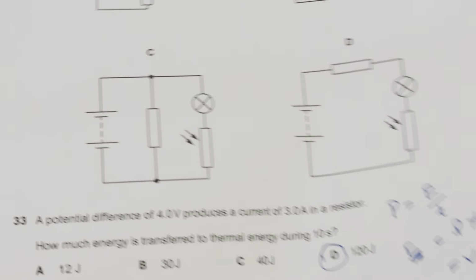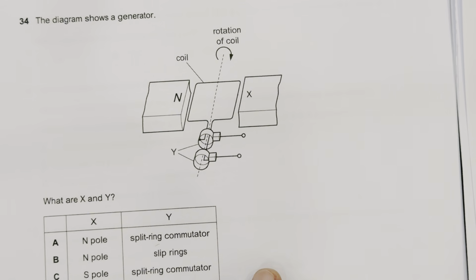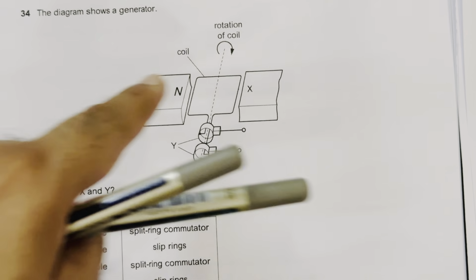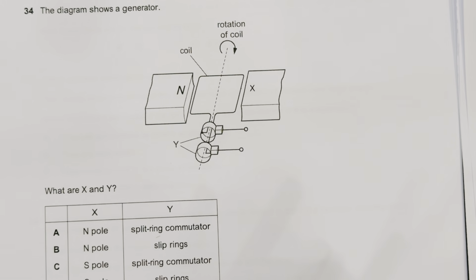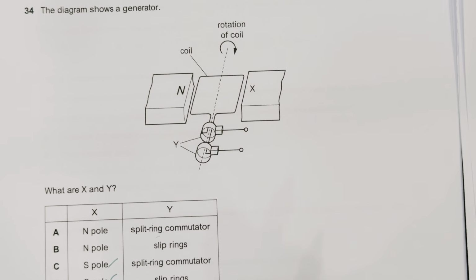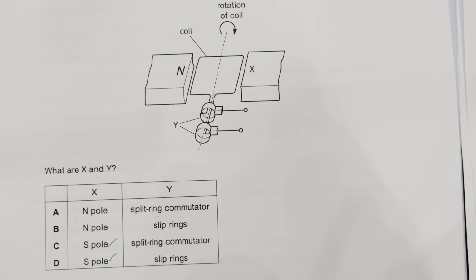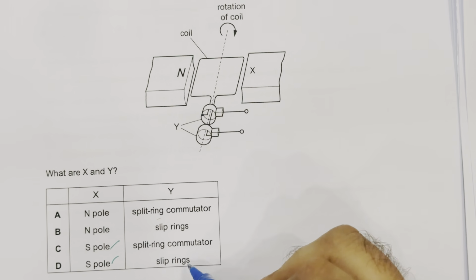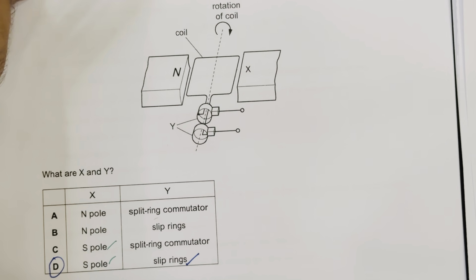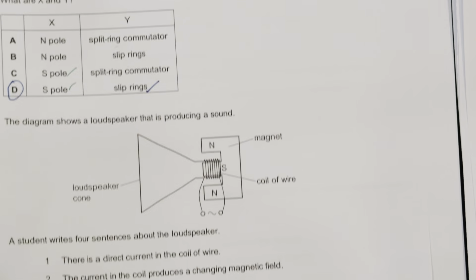Moving to question number 34. The diagram shows a generator. What are X and Y? We know that X would be south pole, so both these options are carrying south pole, and we need to find out what is Y. It is split ring commutator or slip ring. So we know that it is slip ring, so option number D is the right answer for 34.